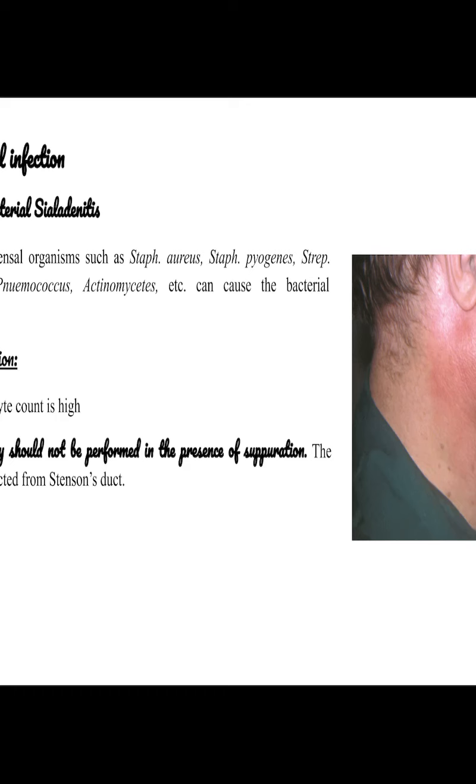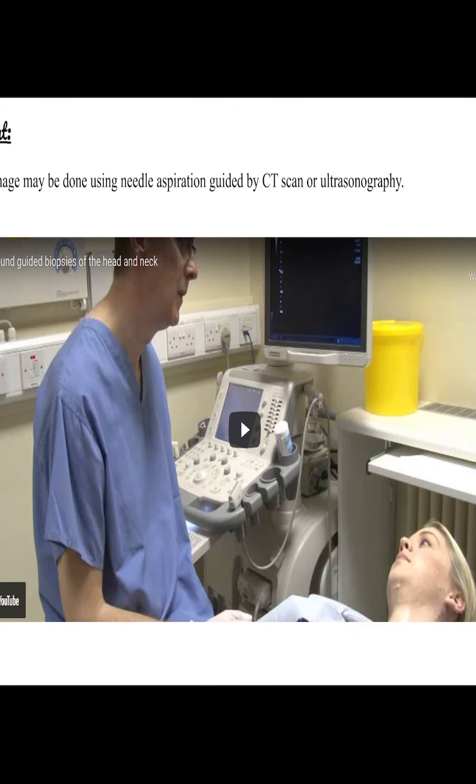Sialogram should not be performed in the presence of suppuration, because we are injecting a contrast medium, and therefore we're spreading the infection further into the gland. Culture should be collected. Pus should be collected from the gland, taking care not to contaminate the swab with the microflora. The management is usually with antibiotics, palliative therapy, hydration of the patient, and improvement of oral hygiene.